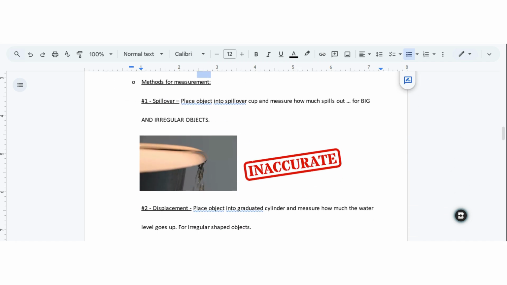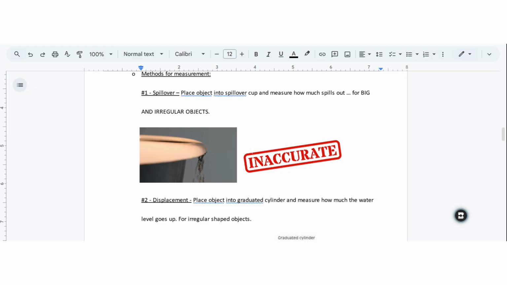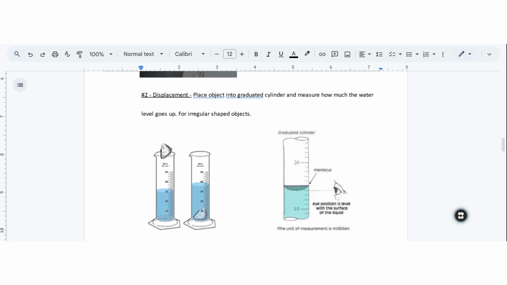We've talked about and we've used the three different methods. The spillover is the first one, and it's the worst one. We place an object into a spillover cup and we measure how much water spills out. This is only used for big and irregularly shaped objects. It's a last resort.